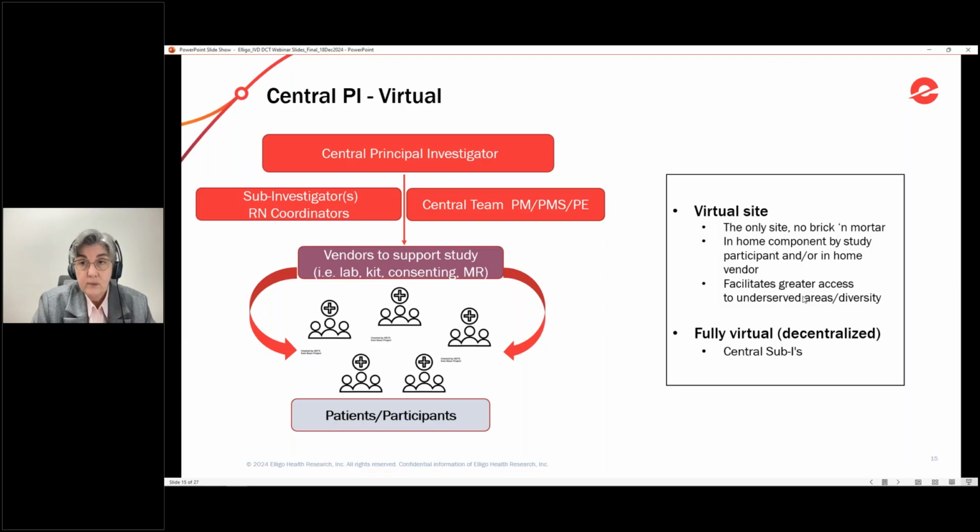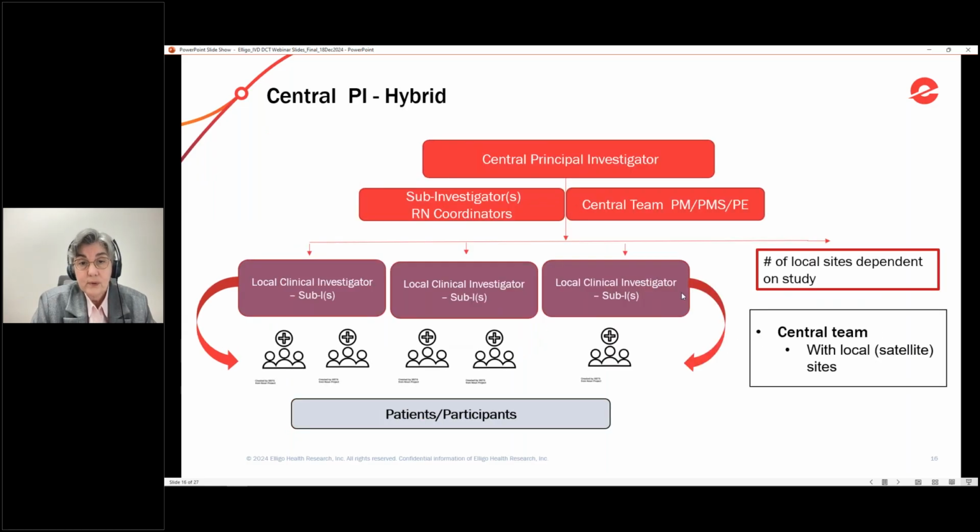And then the next one refers to a hybrid model. In this what we refer to as this hybrid model is you have the central PI, and then at brick and mortar sites, there are local sub-investigators who are bringing participants in through their clinical practices or their research site. One of the things that also is possible, and that's what's important about being agile to respond to the sponsor needs, you can actually do a combination of virtual and hybrid.